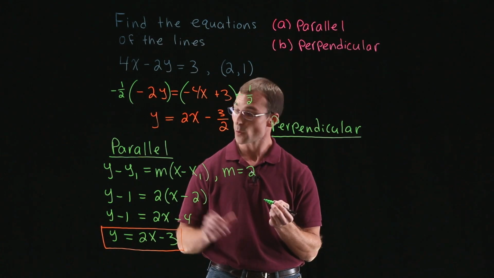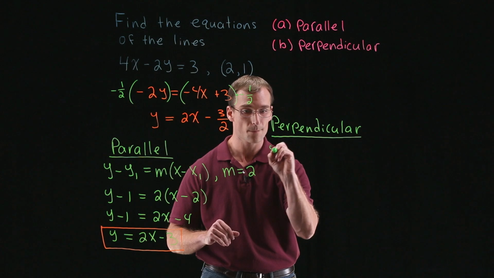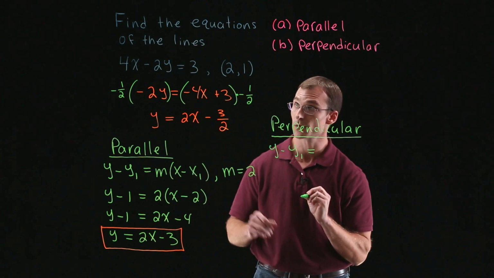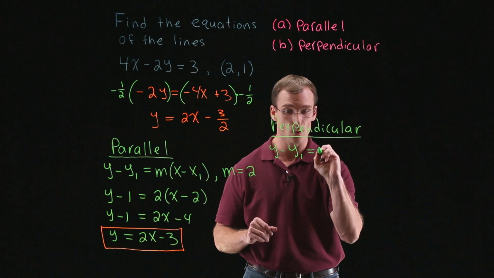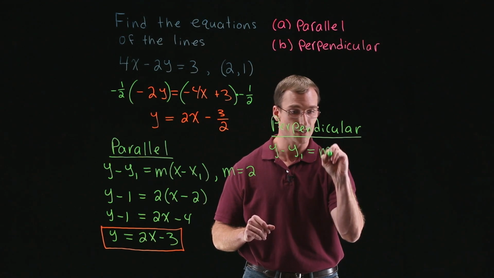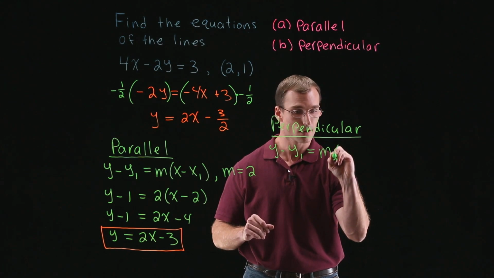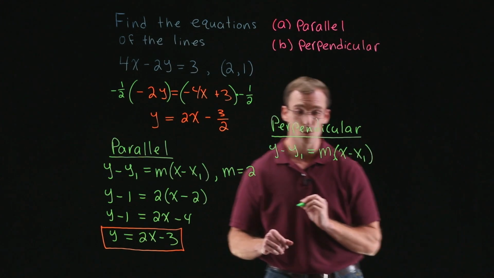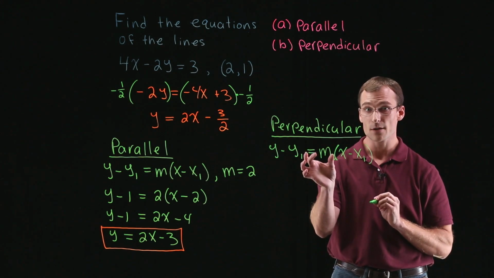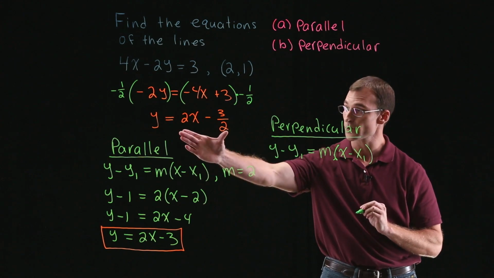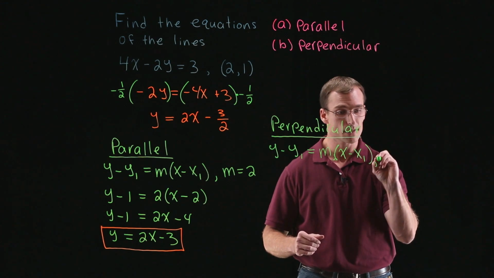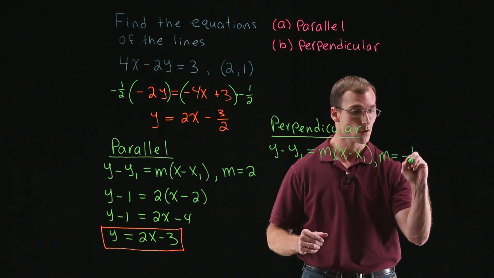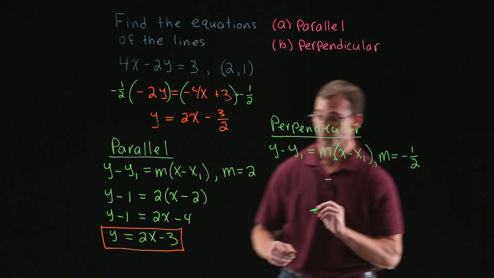Now we're going to start by using our point-slope form again, because we want this line to go through our point (2, 1). So y minus y1 is equal to m times x minus x1. But now, like we said, for a perpendicular line, the slope here has to be the negative reciprocal of the slope of our line over here. So m in this case is going to be the negative reciprocal, or negative 1 over 2, or negative 1/2.